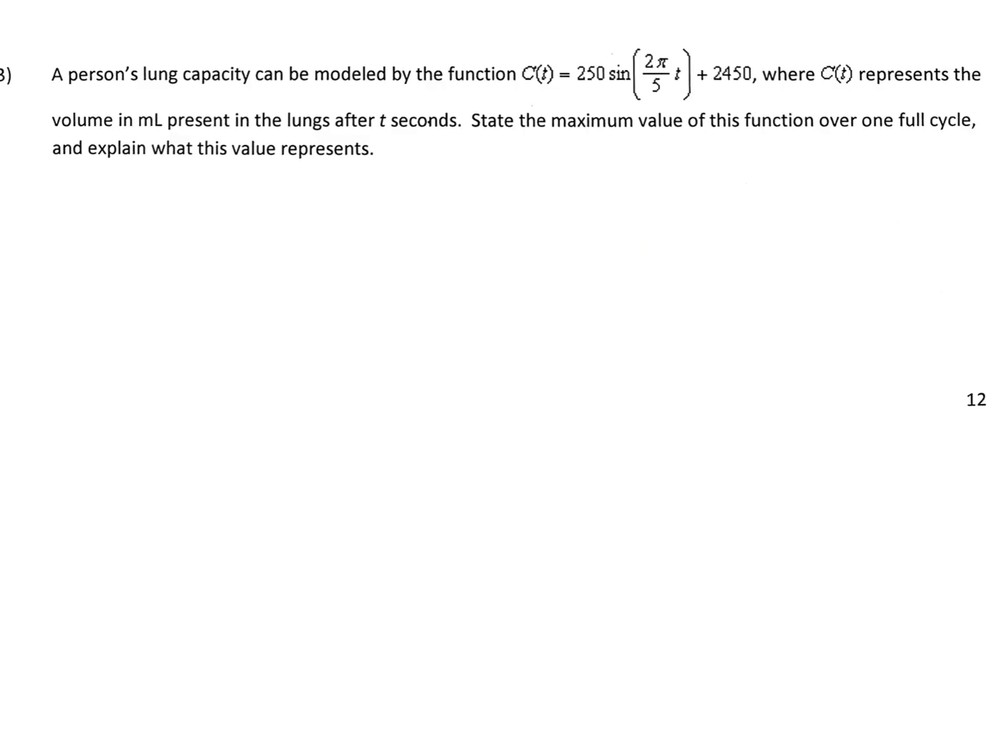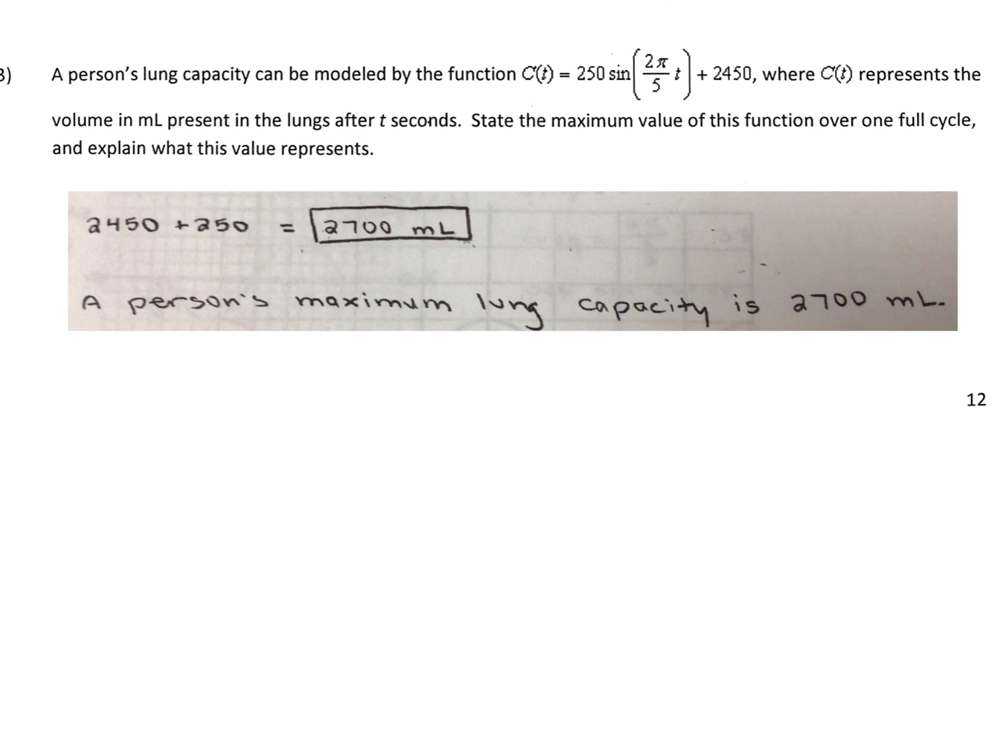Okay, so take a minute and read number 23 and see what you can do with that. Okay, so the first thing they wanted us to do was state the maximum, and that's what I did here. The maximum is equal to our vertical shift plus our amplitude. So 2450 plus 250. So it's 2,700 milliliters. And they also wanted us to explain what this value represents. All right, well, we're talking about a person's lung capacity here. So you could be straight to the point. A person's maximum lung capacity is 2,700 milliliters, and that's it.